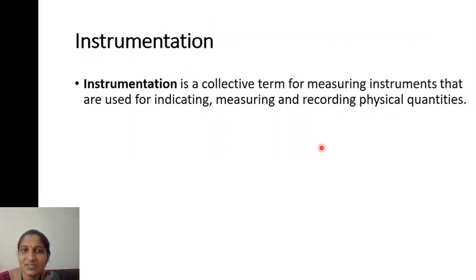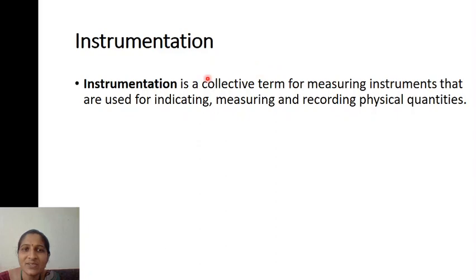Coming to the definition of instrumentation, what is instrumentation? Before that, first, what is measurement? If you want to measure current, you will be using an ammeter. So what are the different types of ammeters? What are the different types of voltmeters? Those are nothing but the instruments.